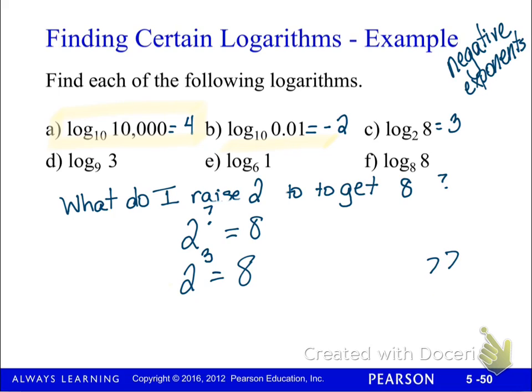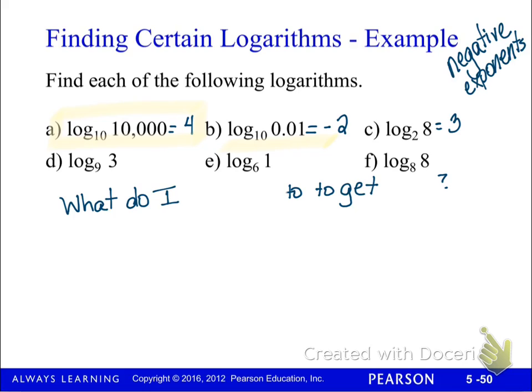Okay, now I am going to trick you. So one of the things that you will also need to review is something called rational exponents or fractions. So now we're looking at D, and it's log base 9 of 3. Log base 9 of 3. So the question that I'm asking myself is, what do I raise 9 to in order to get 3?